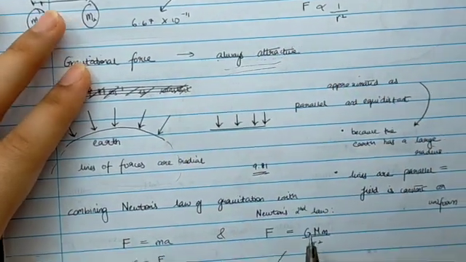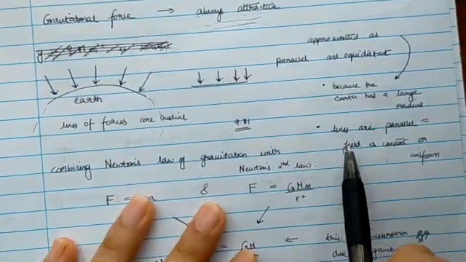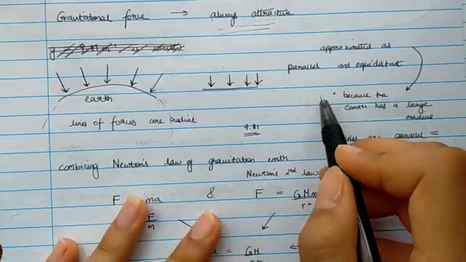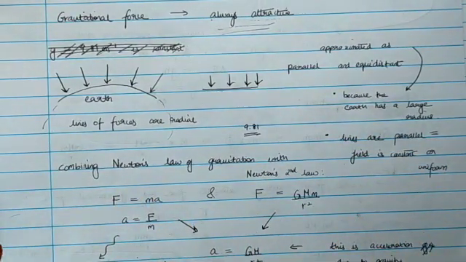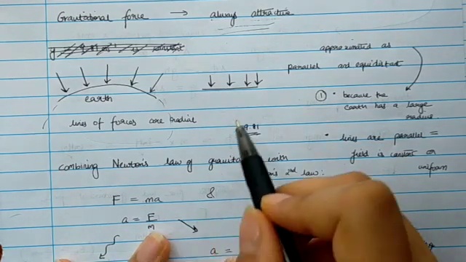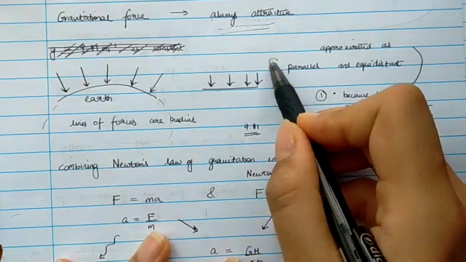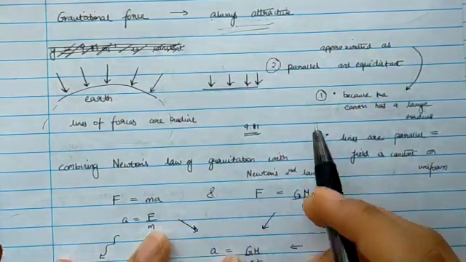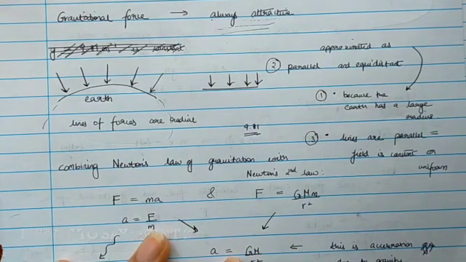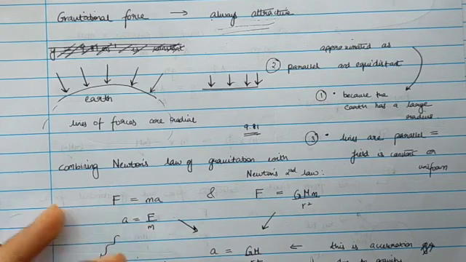So that is a common exam question that you should probably remember: why is the gravitational field strength constant? You would say that Earth has a really large radius, so that will be your point 1. So you approximate the field lines as parallel and equidistant, that's your point 2. And if the lines are parallel, that means the field is constant or uniform, so that's your point 3.